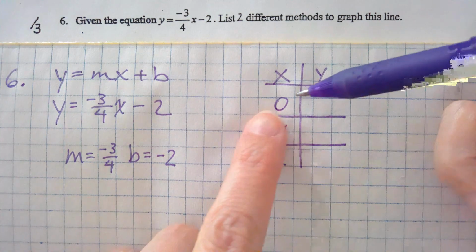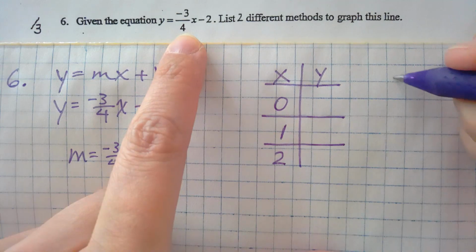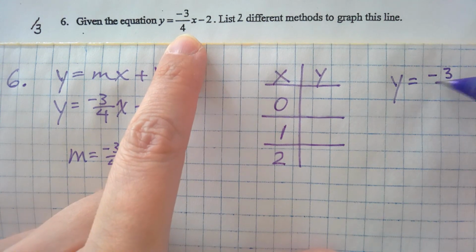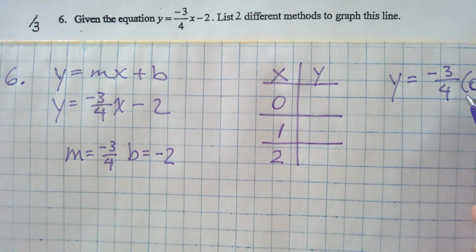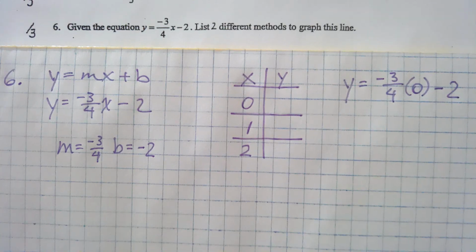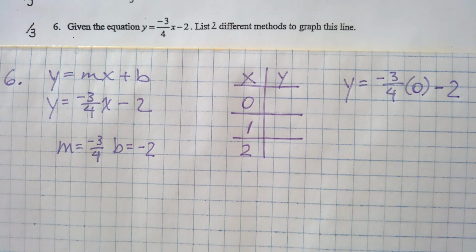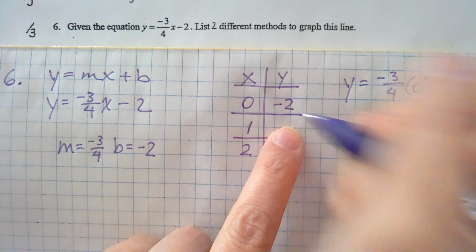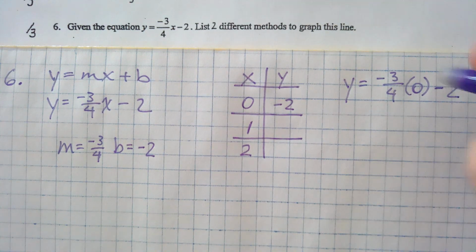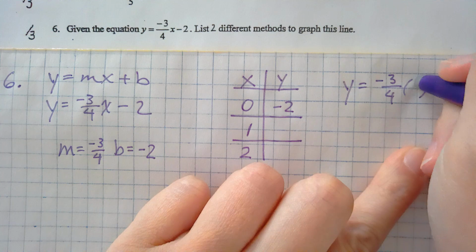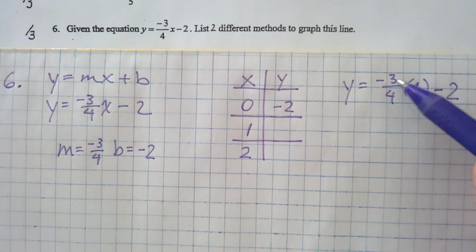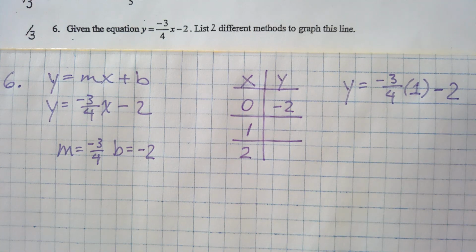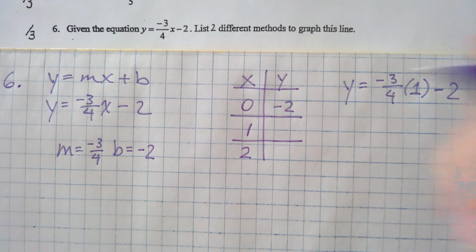to use. So when x is 0, all right, negative 3 over 4. When x is 0, what's anything times 0? 0 minus 2? Negative 2. There you go. Okay, now let's do the same thing and sub in 1. Okay, if I sub in 1 in here, negative 3 over 4 times 1 minus 2, you get negative 2.75. Right?